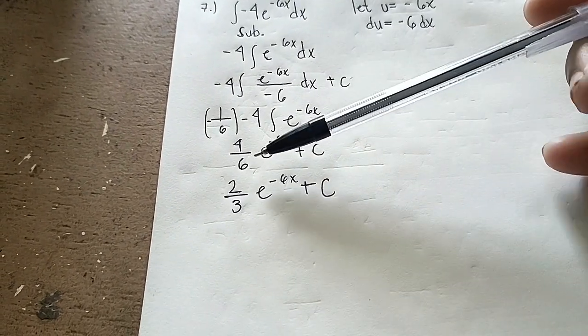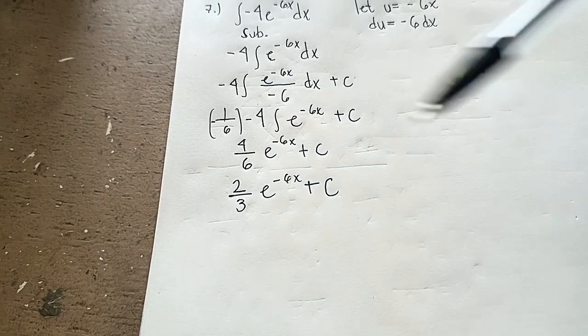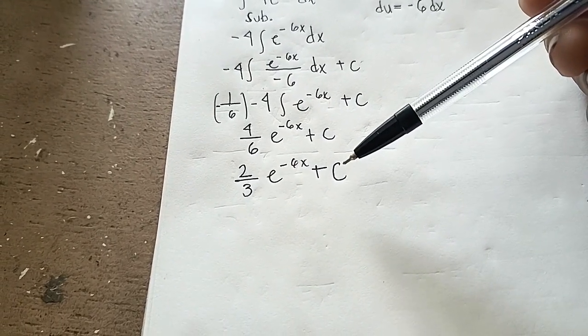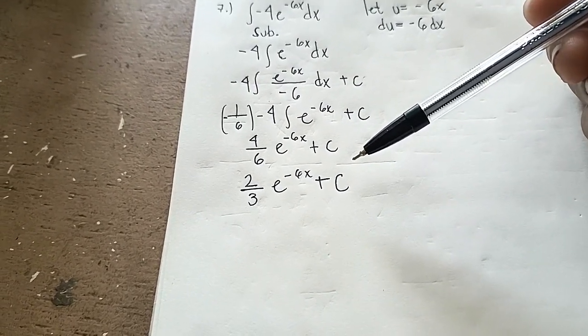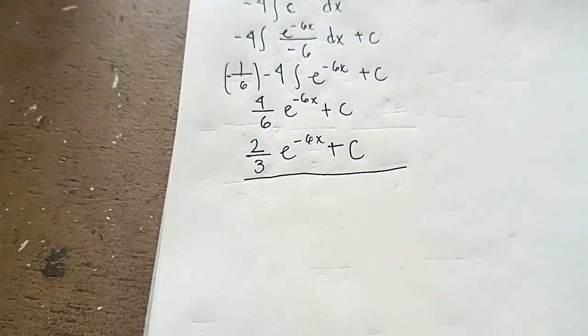Then we simplify. We have 4 over 6 simplified to 2 over 3. So our final answer is 2/3 e to the power of negative 6x plus c. This is our final answer.